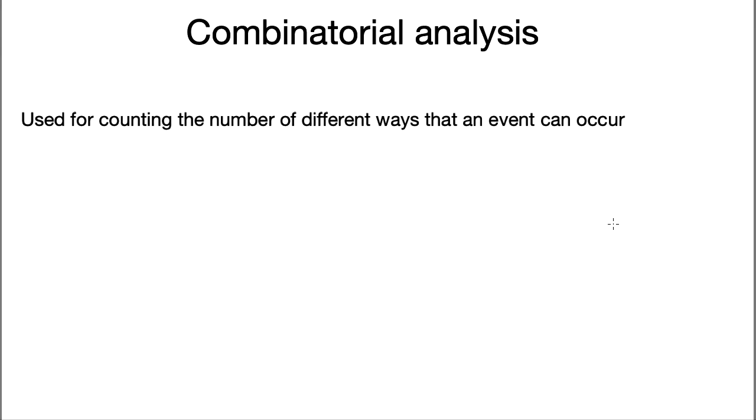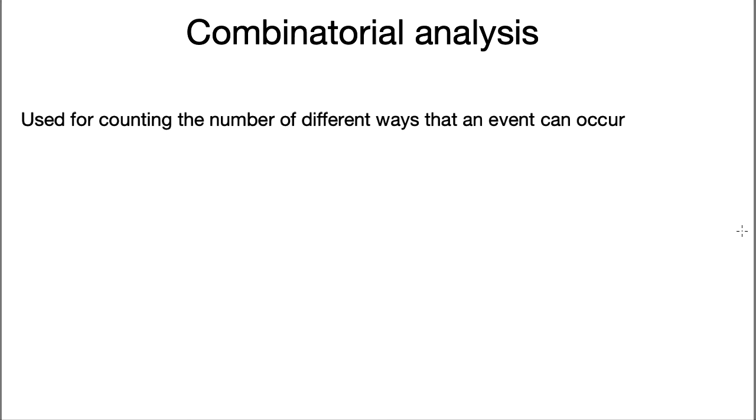Hello everyone, to this video about combinatorial analysis. In this video we'll talk about combinatorial analysis and some cases of it, like permutations and combinations. Combinatorial analysis is used for counting the number of different ways that an event can occur.